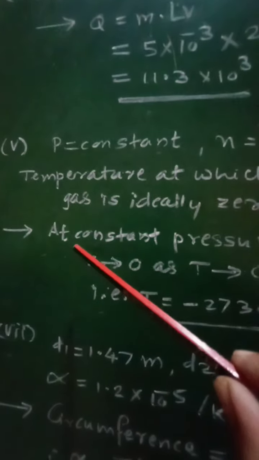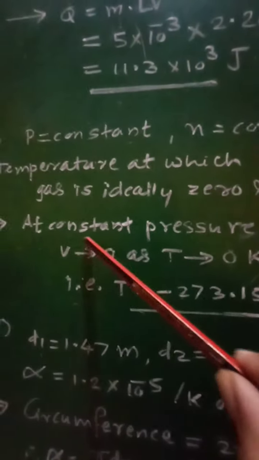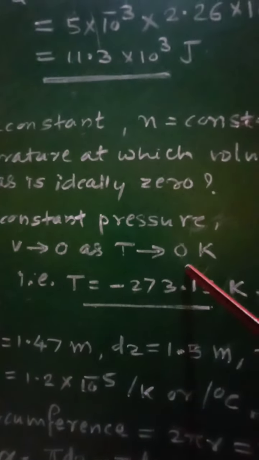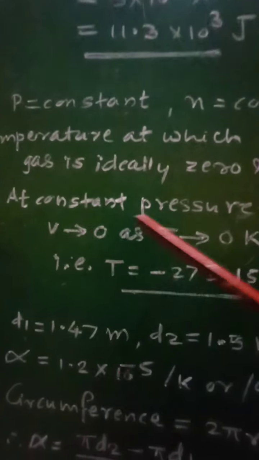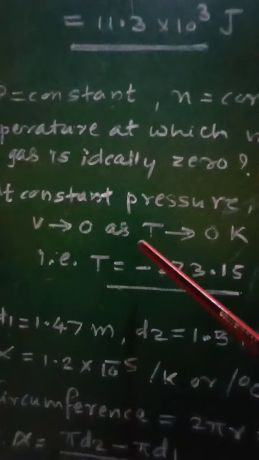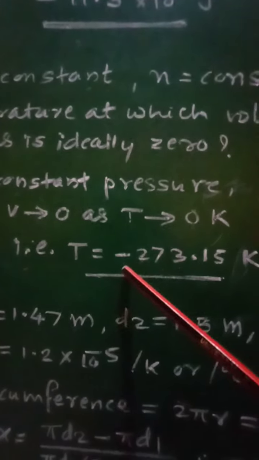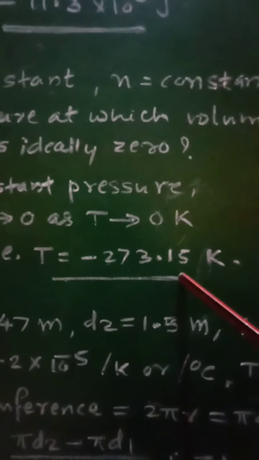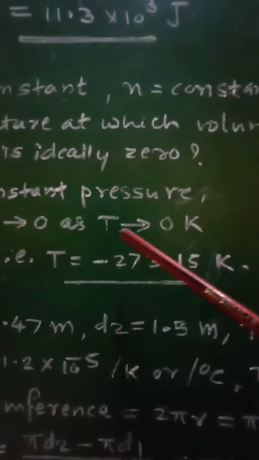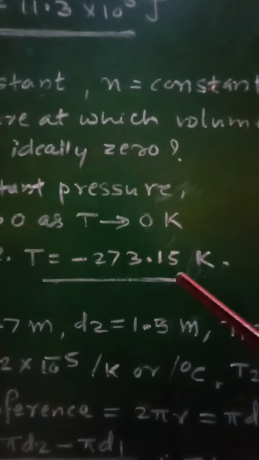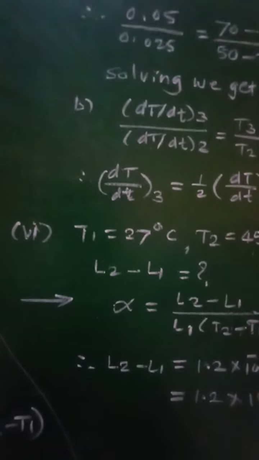Then the temperature at which the volume of gas is ideally 0, that we will have to find out. So for that the solution will be: at constant pressure the volume tends to 0 as temperature tends to 0 Kelvin, that is T will be equal to minus 273.15 Kelvin. So this is absolute zero temperature, that is T equal to minus 273.15 Kelvin.